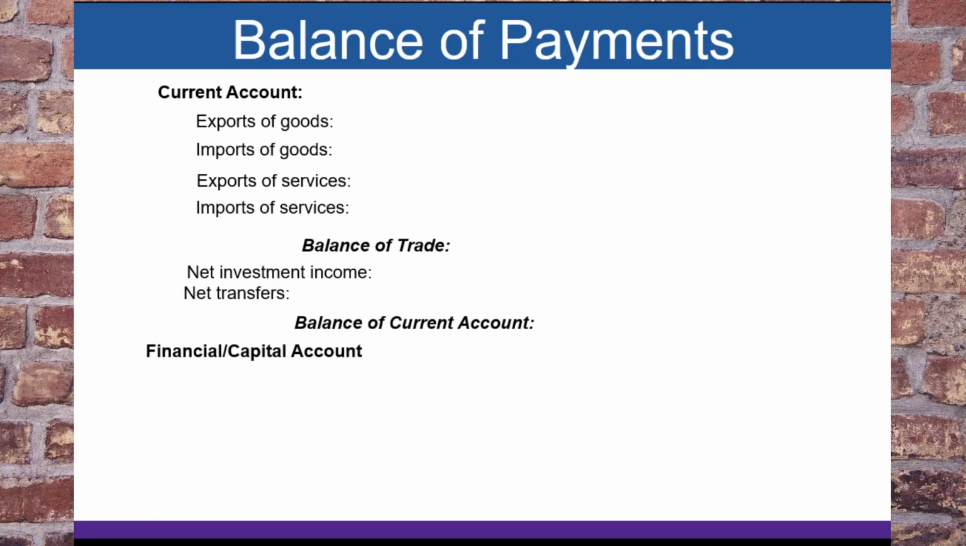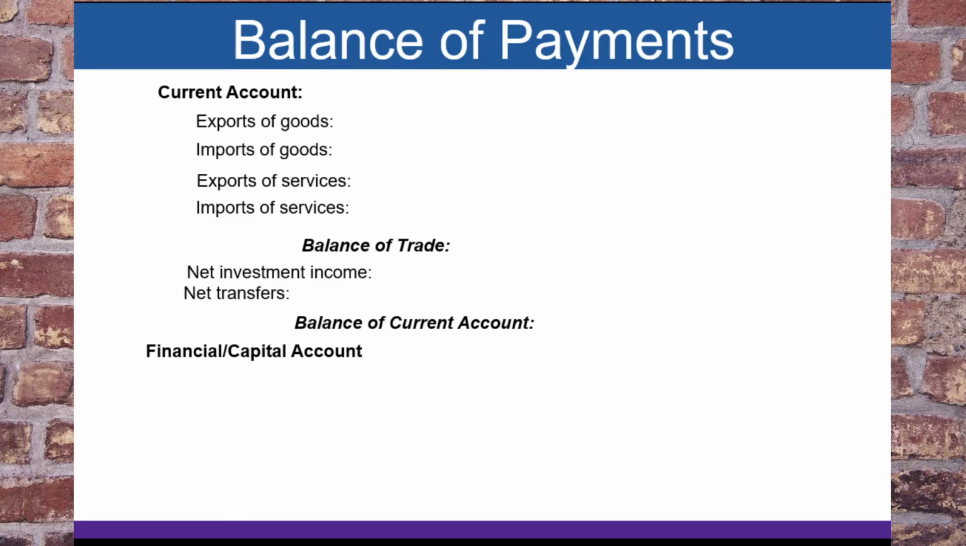For our country, the balance of the current account is usually a negative number. While we do export more services than we import, the goods that we import are so great that when you add them all together, the balance of the current account usually is a negative number for the United States. If you were doing this balance of payments for China, it would be positive because they're an exporting country.